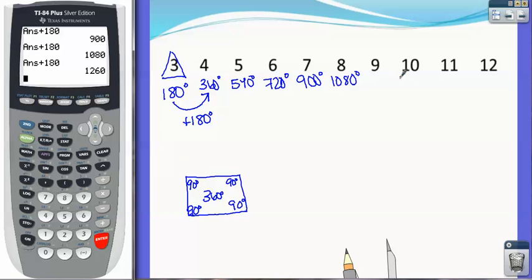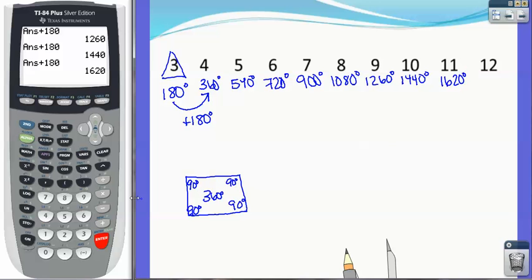Keep adding 180 every single time, and I just fill in this chart. Now, what is so crucial about this chart? It's telling me how many degrees is on the inside of a shape with that many sides.